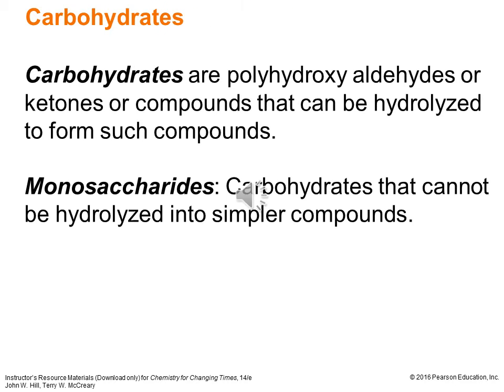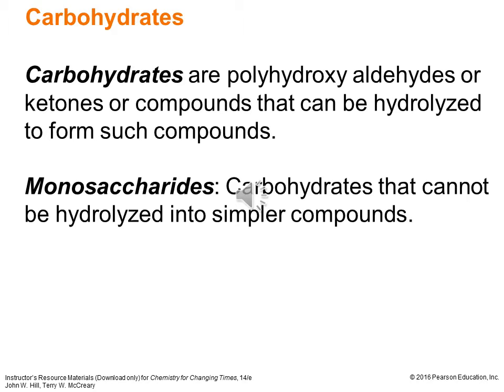Alright, so looking specifically at the things that we can break down for energy, carbohydrates are one of the main types of macromolecules that we'll study. And carbohydrates themselves are polyhydroxyaldehydes or ketones. They're either aldoses or ketoses, as we'll classify them. And they can be hydrolyzed to form such compounds if they're not directly aldehydes or ketones. If they're in ring structures, for instance, we can hydrolyze them to make these carbohydrates.